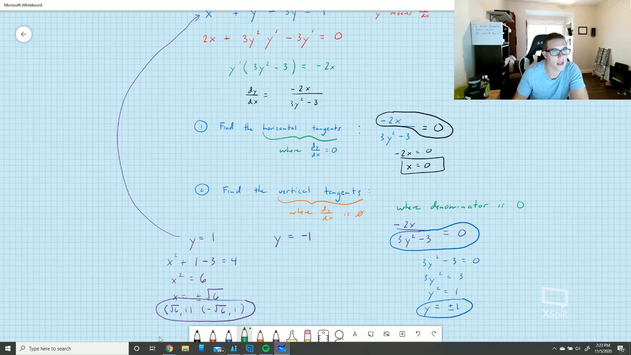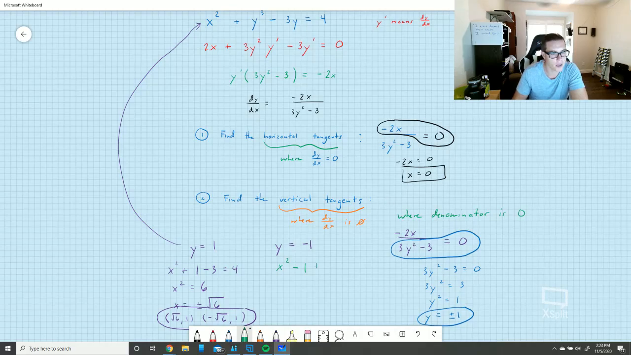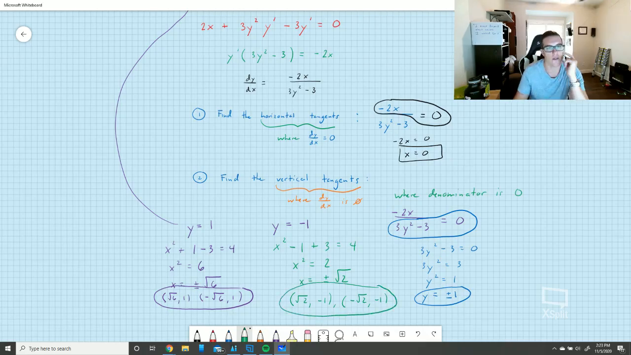So same deal, let's plug -1 into the original relation, x squared plus -1 in this case. Oh wait, is that a cubed? It is, but it doesn't change. -1 cubed is still -1. Plus 3 equals 4. So subtract 3, you get 1. Add 1, you get 2. And finally, we got my other 2. So we have root 2, -1, and negative root 2, -1. We just got 4 points where there are vertical tangents.